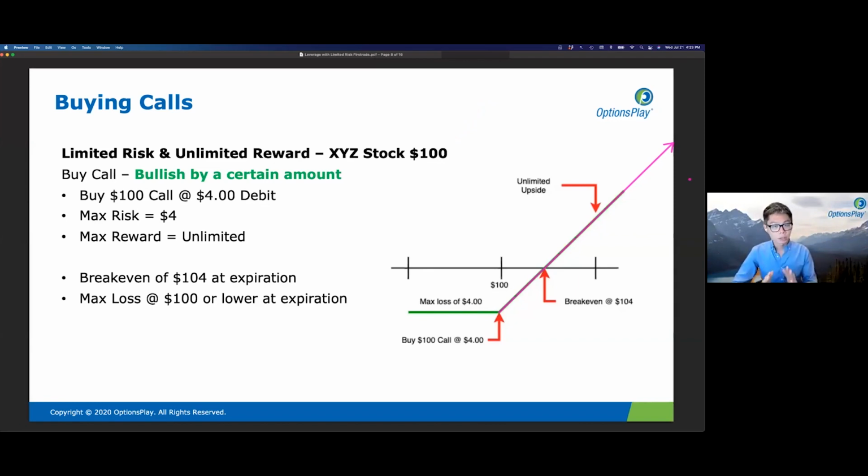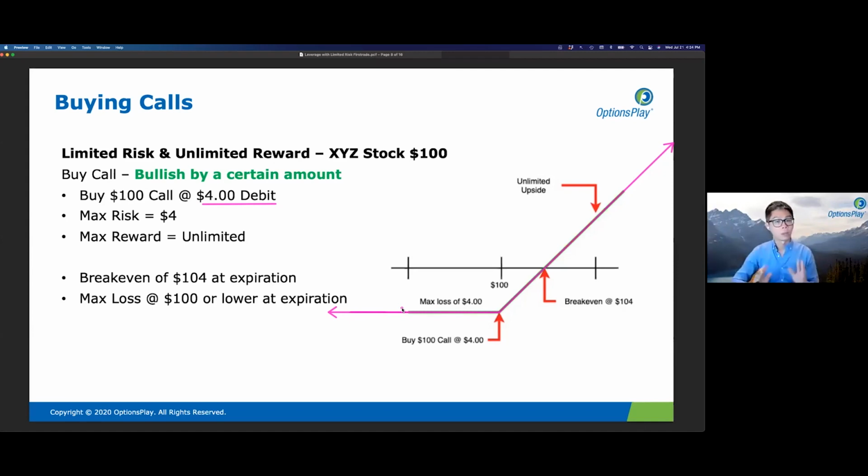A call option protects you from that because whatever you pay for the call option, in this particular case, I'm paying $4 for this $100 call option, that's the most I can lose. No matter what happens, even if the stock goes to zero, I can only lose $4 a share. But if the stock keeps going higher and higher and higher, I make more and more money.